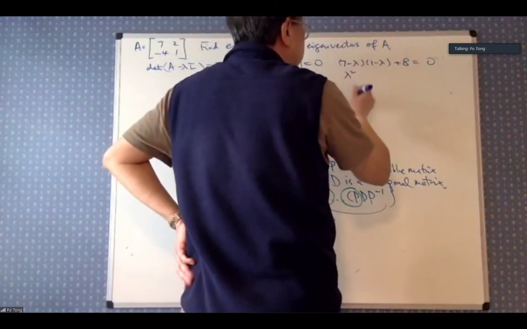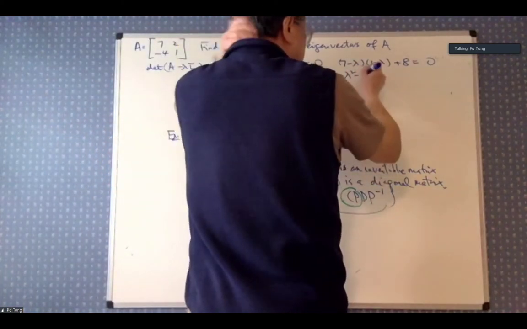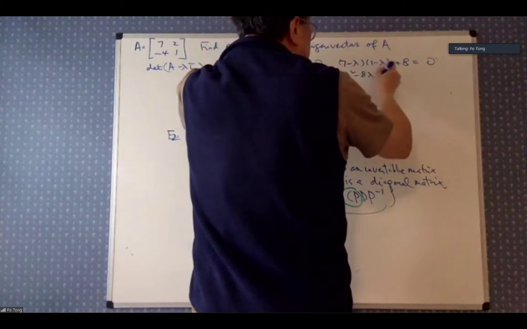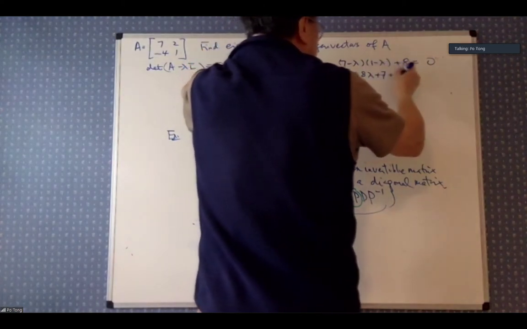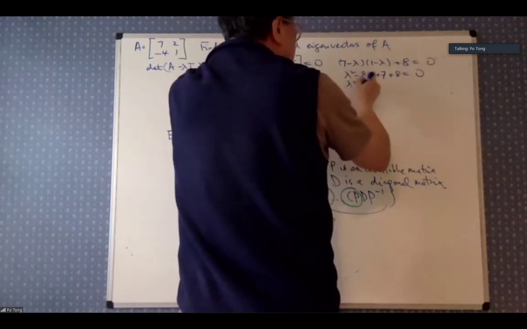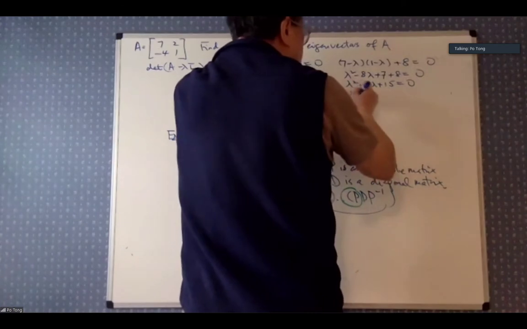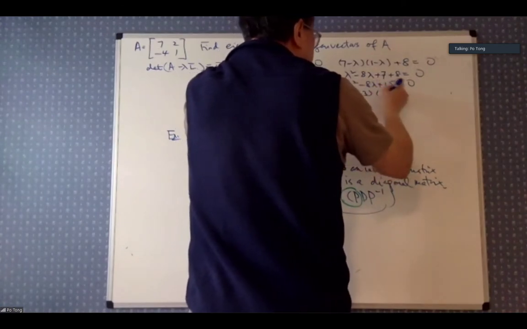Lambda squared minus 8 lambda plus 7 plus 8 equal to 0. Lambda squared minus 8 lambda plus 15 equal to 0. Lambda minus 3, lambda minus 5 equal to 0.